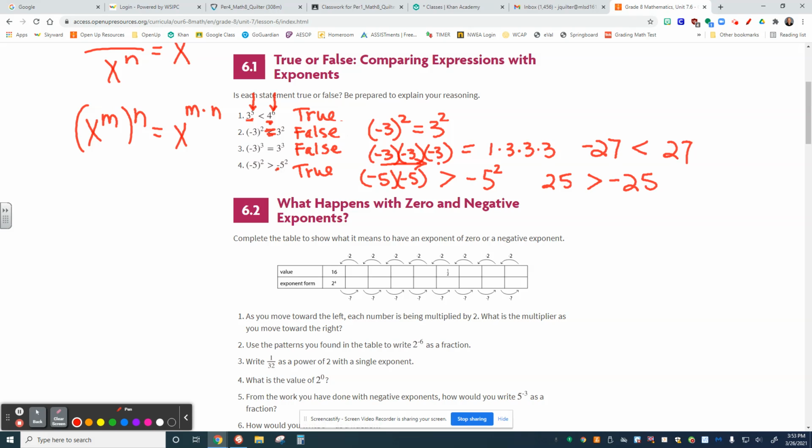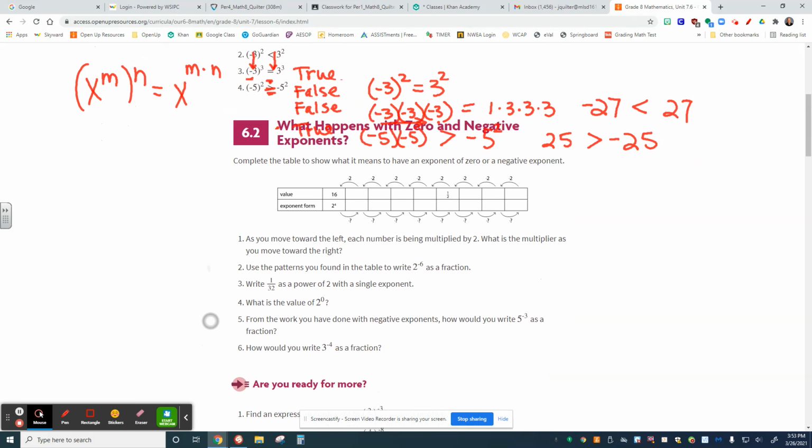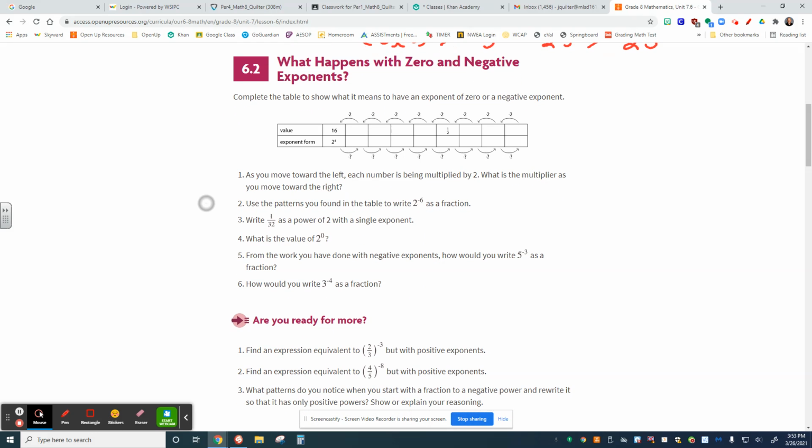Remember that negative sign also means opposite, and doesn't always mean negative when we're working with it. So when we go to the next step of this, we say, what happens with zero and negative exponents? It's bound to happen at some point that we're saying, well, what happens when you hit 0 for an exponent, and what happens when you get to the negatives? We are going to see that right here with this table.